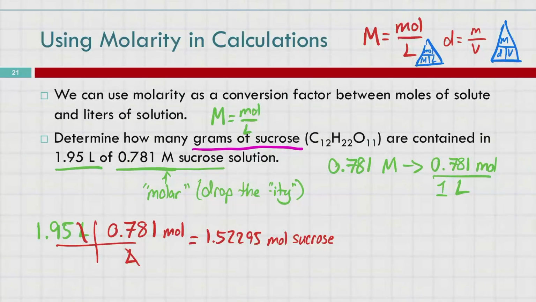Still no questions? Deafening silence. So we'll take our moles and we multiply by 342.297 grams per mole, since that's the molar mass. And in this solution, there would be a whopping 521 grams of sucrose.